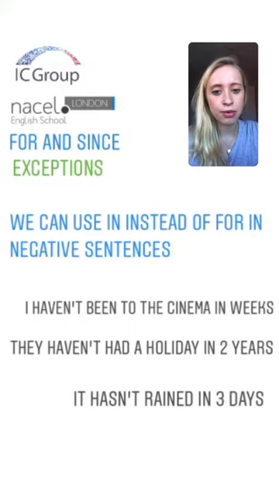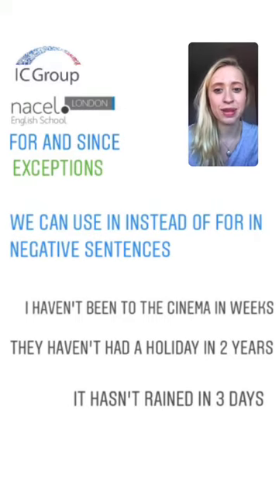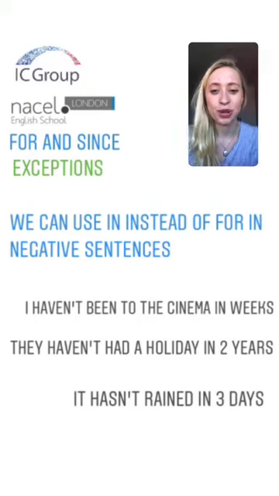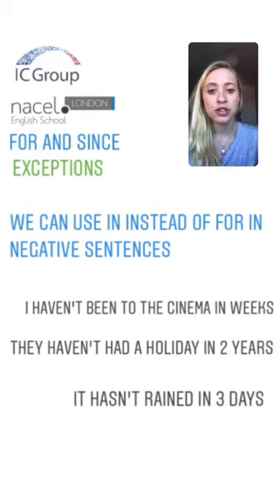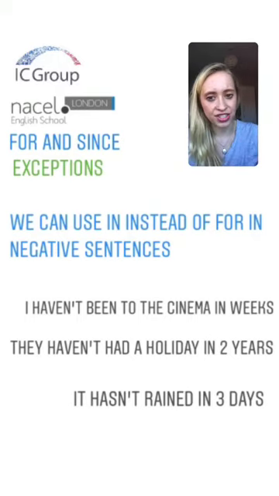The final example is, it hasn't rained in days, I think. I can't see it. In 3 days, maybe it says. I can't see the bottom of my screen. Okay, so that is "for". It's about a period of time: minutes, days, weeks, months, years, and expressions such as ages.